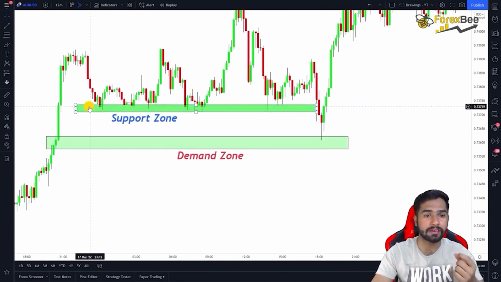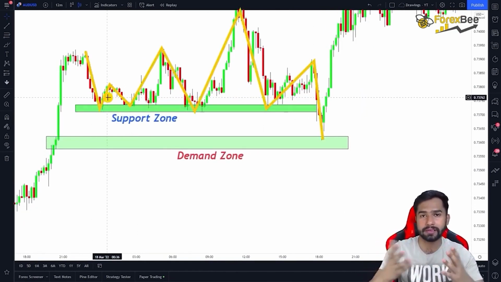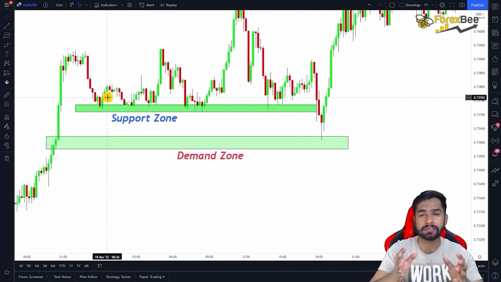And in the case of a support zone, the market keeps retesting that zone until it breaks it. So these are two main differences that exist between support zone and demand zone.